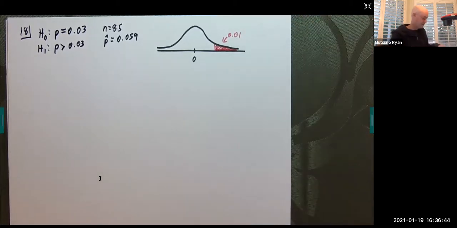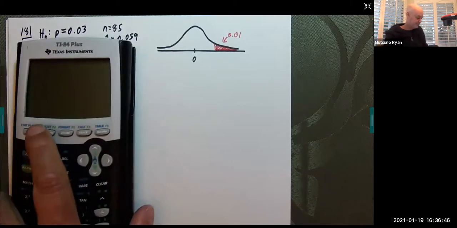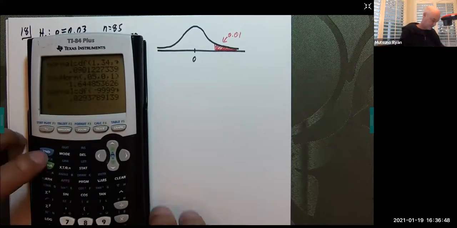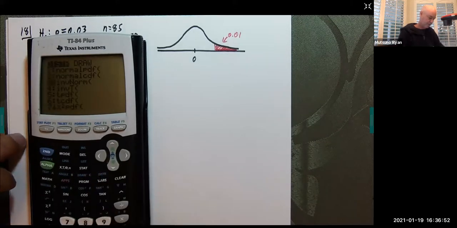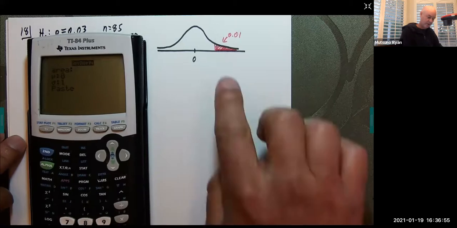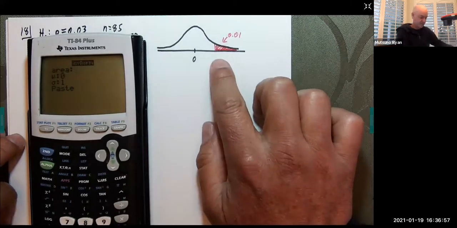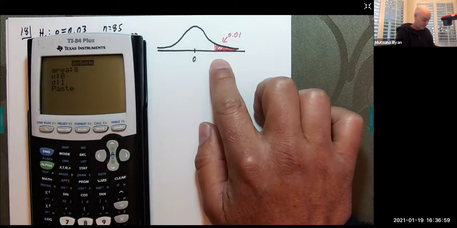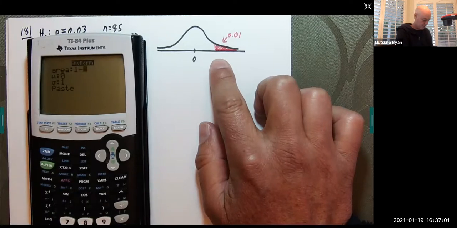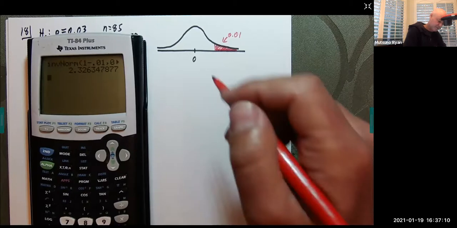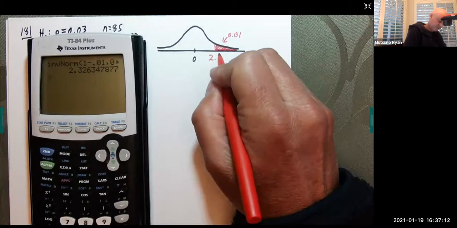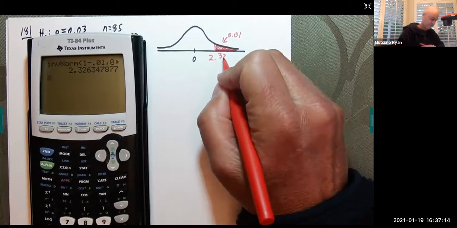And let's find the critical value. So that's inverse norm. And remember, critical values are, to use inverse norm, it has to be area to the left, so I have to do my 1 minus 0.01. So our critical value is 2.326.